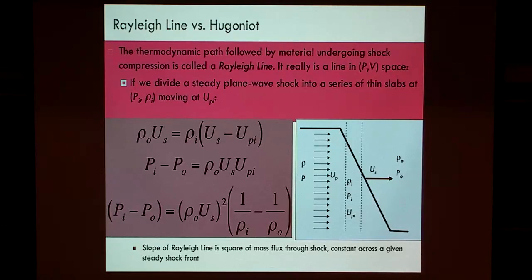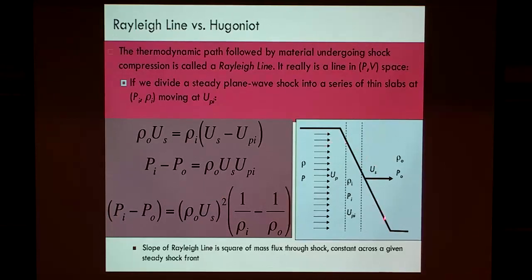In fact, it moves along a path we call the Rayleigh line, which is a line in pressure-volume space. I've derived, by separating my steady shock into a series of little slabs and applying the Rankine-Hugoniot equation across each pair of slabs, a relationship which says the pressure of each of those slabs is linearly related to the volume, which is 1 over the density of each of those slabs, and the coefficient in between is the square of the mass flux through the shock. So we get a line in PV space. And that's the path that the material follows as it goes from the initial state to the shock state.